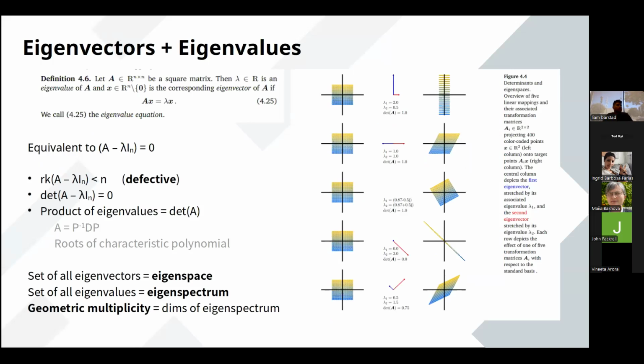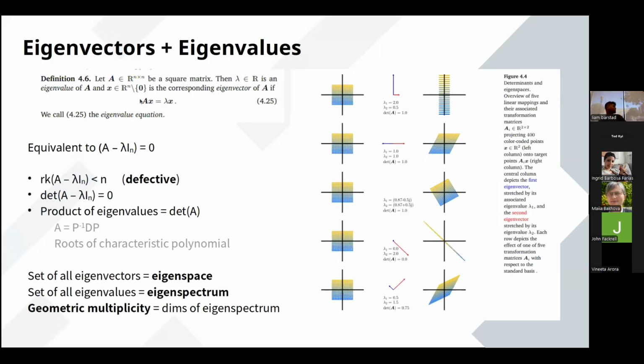eigenvectors and eigenvalues. So just to really briefly go over this, eigenvectors and eigenvalues, they hold that you can multiply a vector by an eigenvector and it will equal the scaled version by its eigenvalue.